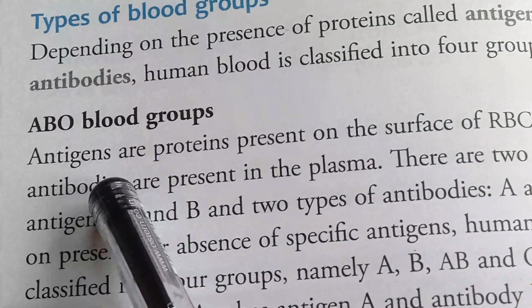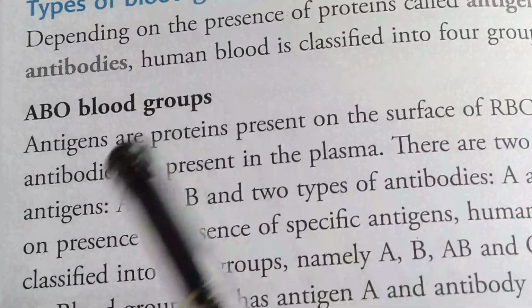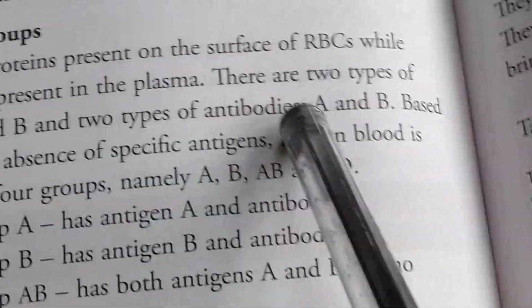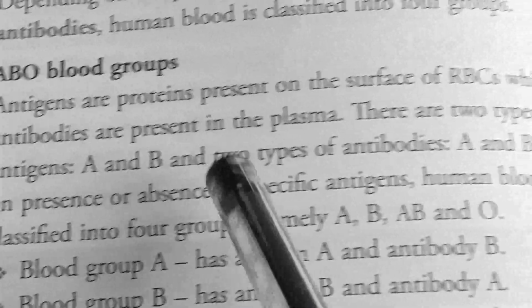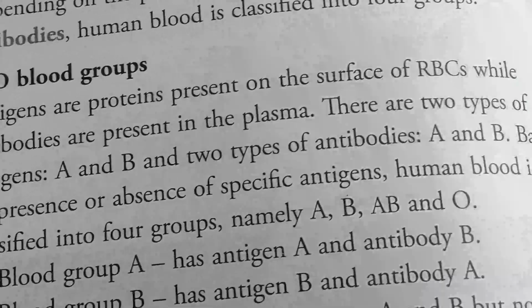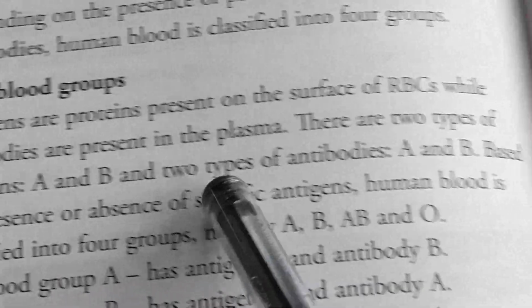So antigens are found on the surface of RBC. Same way, antibodies are present in the blood plasma. There are 2 types of antigens, A and B, and same way 2 types of antibodies, A and B.